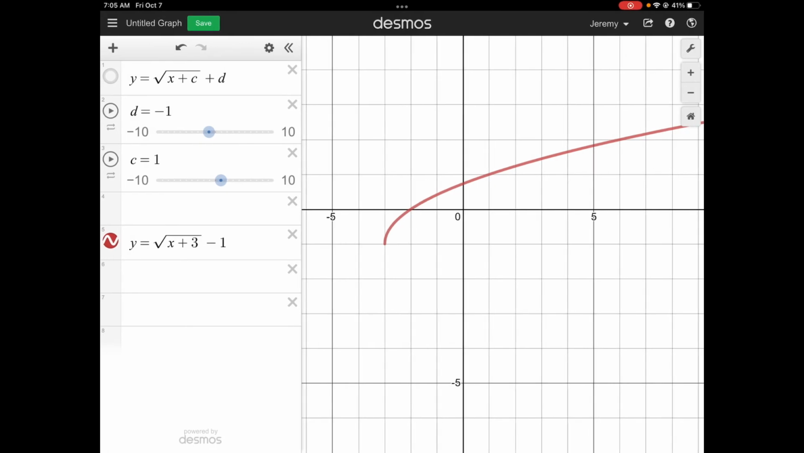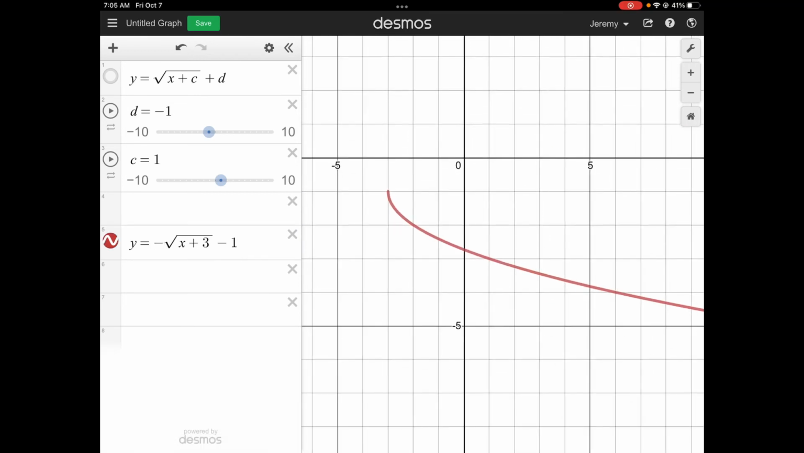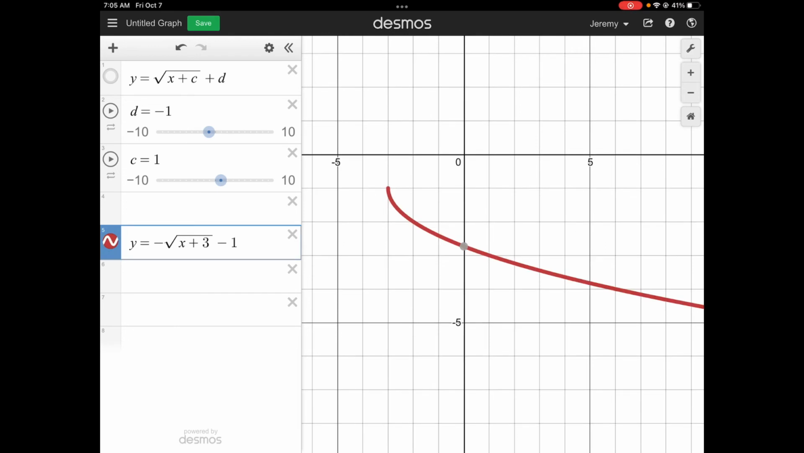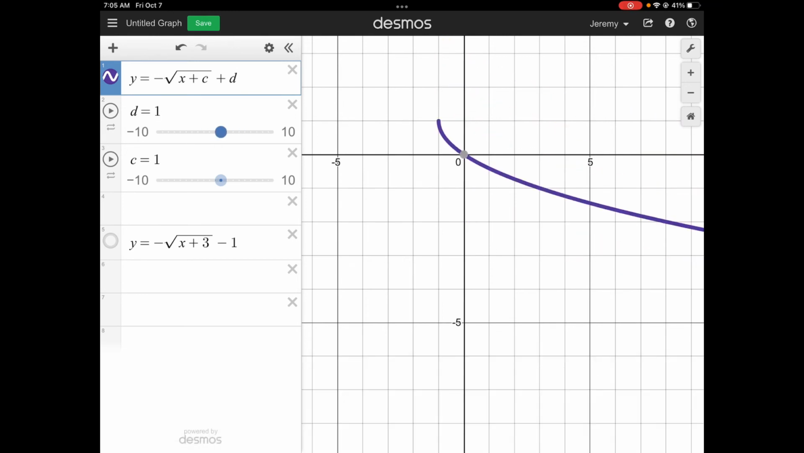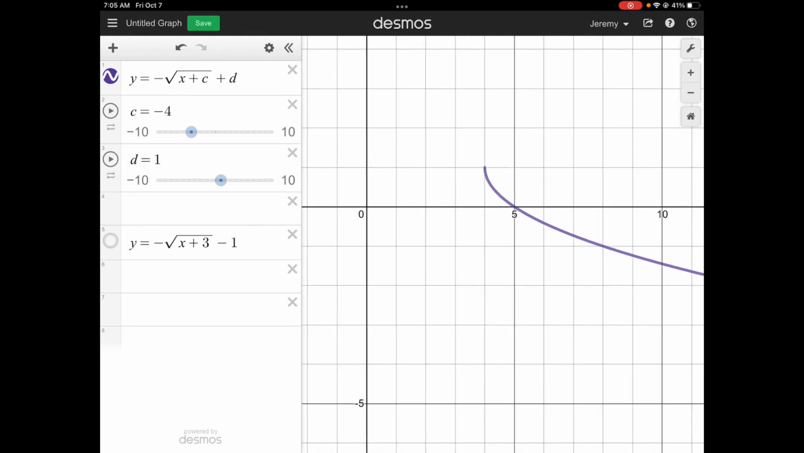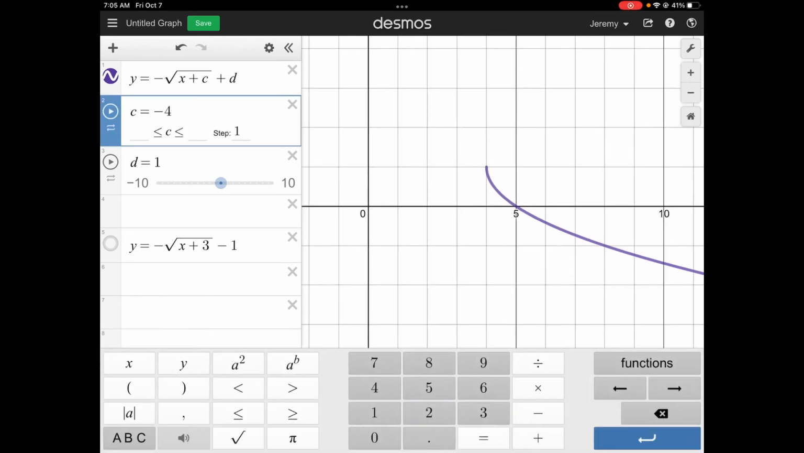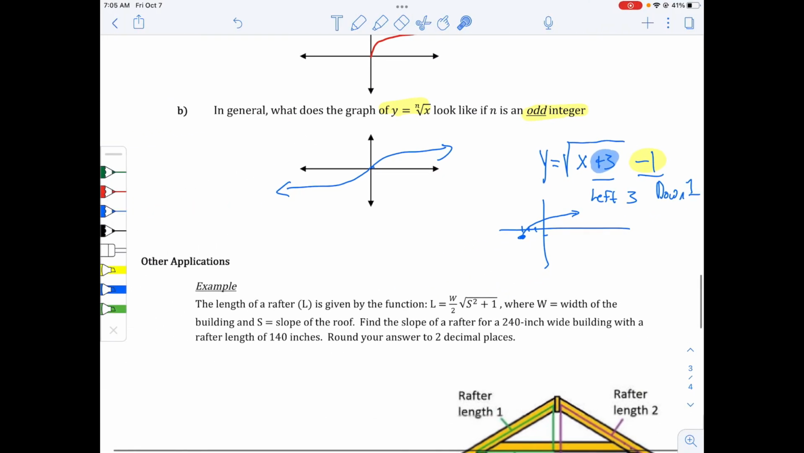And then the last thing that we'll investigate is this. If we throw a negative in front, watch what happens. Ready? Negative. A negative flips it upside down. Same thing if I come back here and put a negative in front of this, it flips upside down. And so if we move it, with different values of C and D, it's going to be flipped upside down. Notice this one has a starting value of positive 4, positive 1. The opposite of that C value, and that D value is 1. All right? So that's the idea. That's how it moves there.